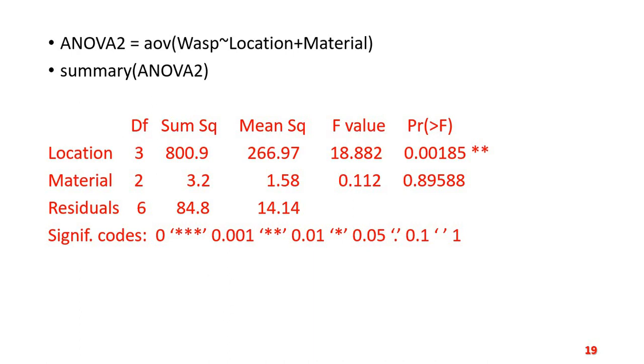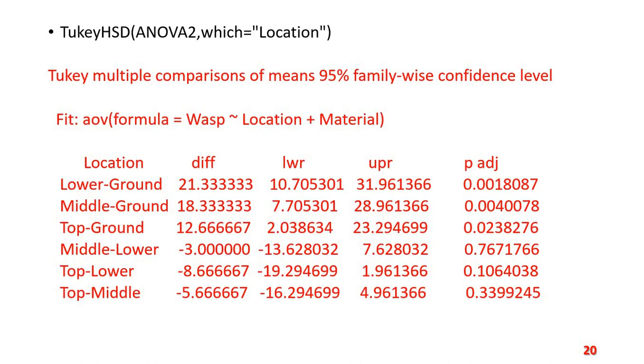But I may be interested to see which location or which locations actually are significantly different from others. So, like the previous one, here we also perform the Tukey test. And so we call anova2, this is where the result is saved, and with which command we actually call the particular factor on which we want to make the comparison. So we don't want to make the comparison on material, rather we want to make the comparison on location, and that is the Tukey test. And when we do the Tukey test, we get the pairwise comparison of this.